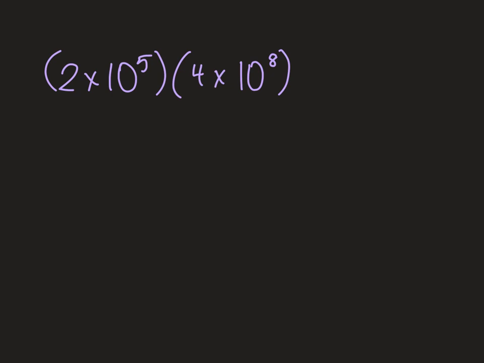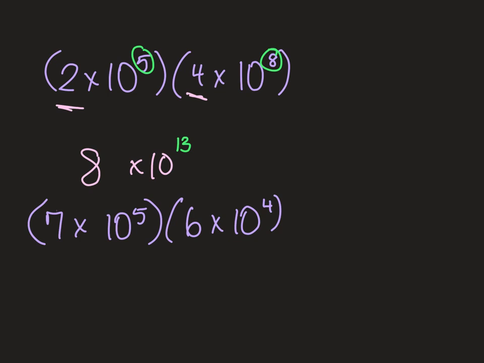Something we can do with scientific notation numbers is multiply them. So in this case, I have 2 in front and a 4 in front. I get to multiply those guys to make an 8. My exponents fall back to that rule. When you're multiplying, you get to add. So the answer is 8 times 10 to the 13th.